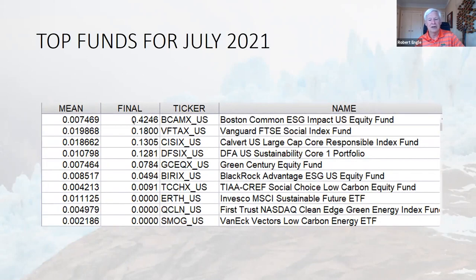If you look at the end of the sample, you see these are the funds that are the highest. And if you look down here, you see 1, 2, 3, 4, 5, 6, 7. There are just 7 funds that are being held at the end. And one of them has the biggest weight. 40% of the fund would be this Boston Common ESG Impact US Equity Fund. But this changes over time.